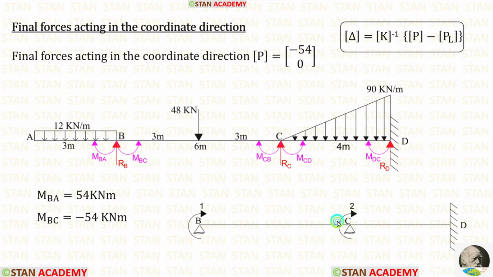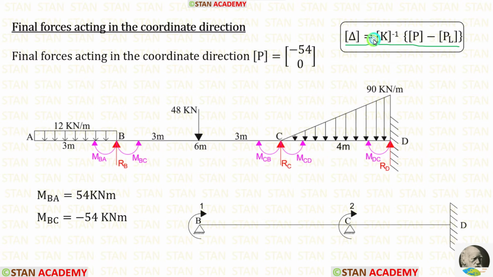Now let us see the second coordinate. At point C, we did not find any final moment because at point C, there was no moment developed due to the overhanging. So for the second coordinate, we have to apply 0.